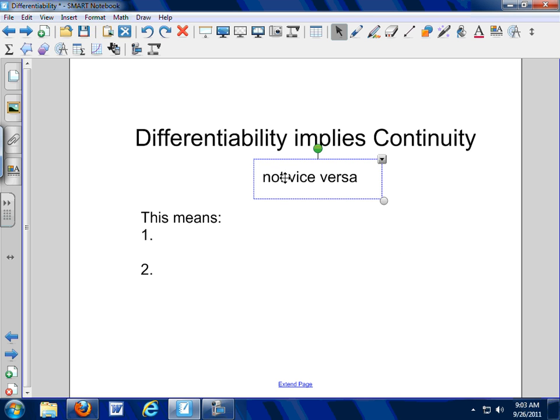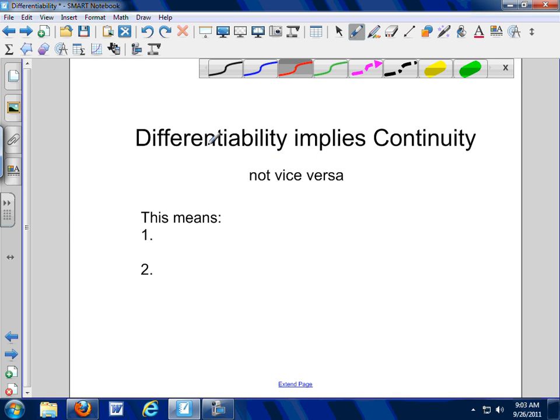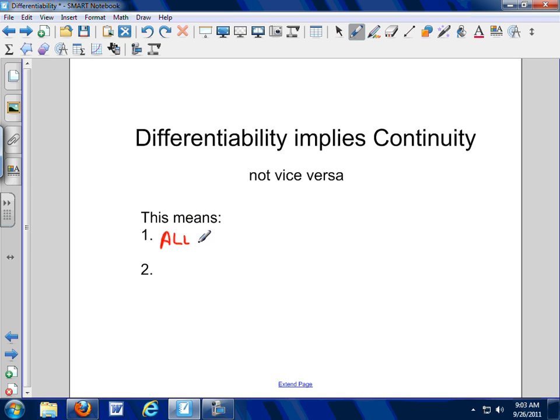Differentiability implies continuity, but not the reverse. That means if a function is differentiable, it is continuous. So all differentiable functions are continuous.